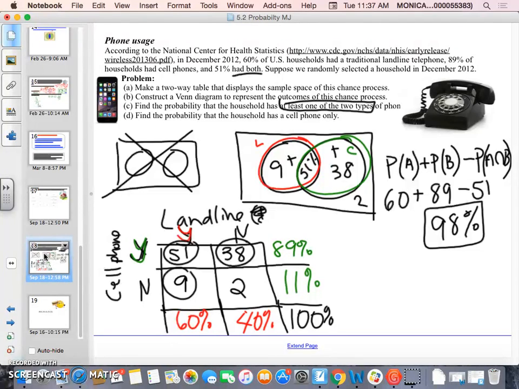All right, find the probability that a household has a cell phone only. Well, we've worked that out. 38% of the households have only a cell phone, not a landline. And 2%, man, these people, I don't even know where those people are living. They have neither a cell phone nor a landline. Anyway. So it's a lot of math.